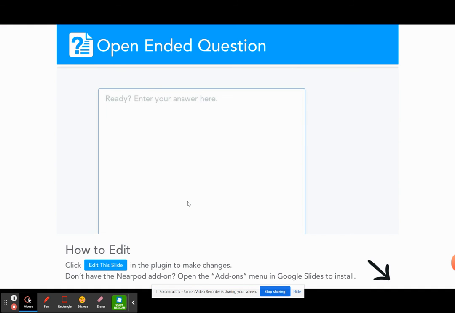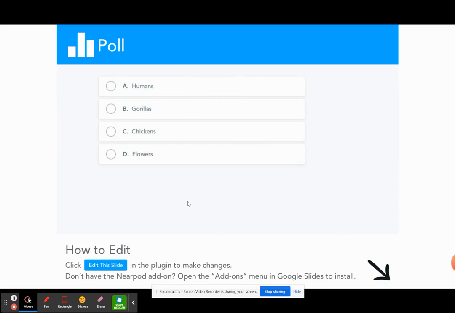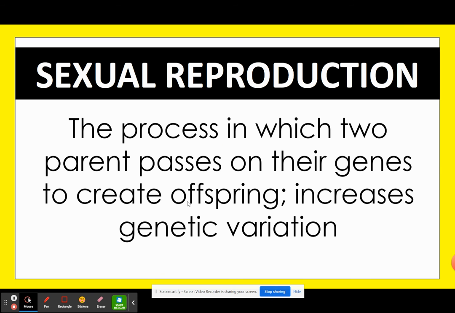Mutations can be helpful, harmful, or neutral, right? Neutral meaning no effect. And then, of course, last week, right before Christmas break, we talked about asexual and sexual reproduction. Asexual means there's one parent and they are passing on their genes to create identical offspring or a clone. And sexual reproduction is two parents passing on their genes to create a new organism.